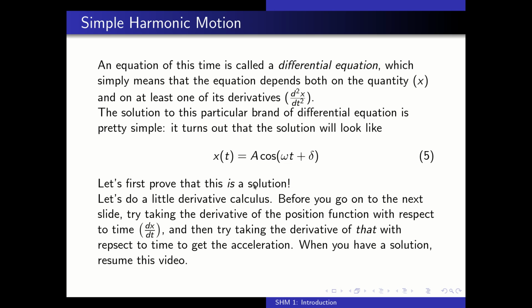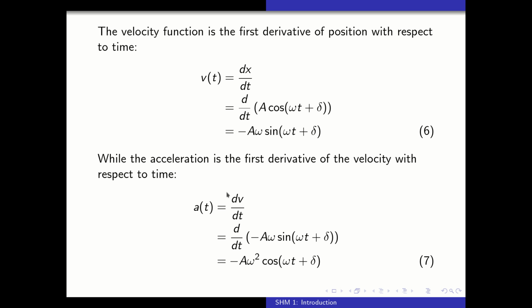So even if we can't derive it ourselves, we can assure ourselves that this is valid. So we're going to take our position function x of t, and we're going to take two derivatives. The first derivative will get us to velocity, and the second derivative will get us to acceleration. So we take the first derivative of our position function. Velocity is the first derivative of position with respect to time.